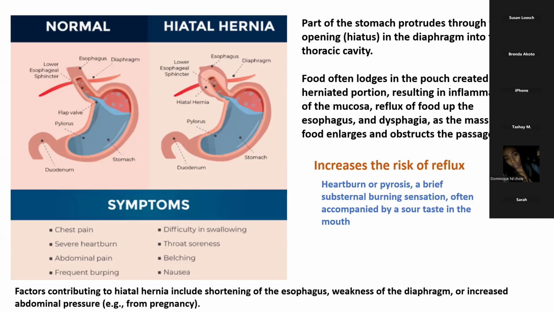Here, the food is going to stick or lodge in the pouch, and that can cause inflammation of the mucosa. It can cause the food to reflux up the esophagus and dysphagia as the food enlarges and obstructs the passageway. So this increases the risk for reflux. These clients can have heartburn or pyrosis, which is a substernal burning sensation, and a lot of times they'll have a sour taste in their mouth from belching. Some of the other symptoms you're going to see are chest pain, heartburn, abdominal pain, and belching.